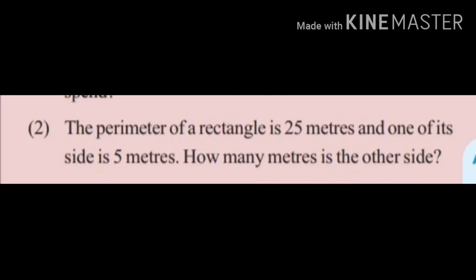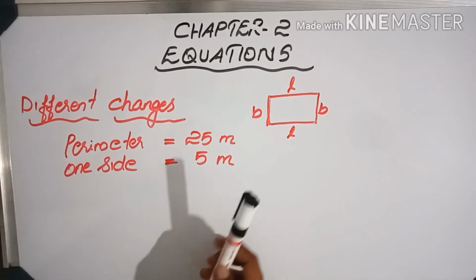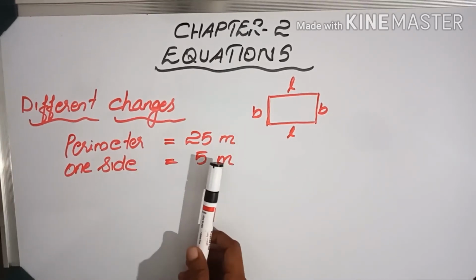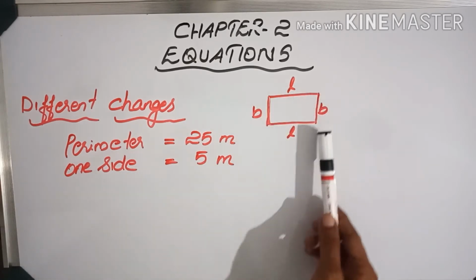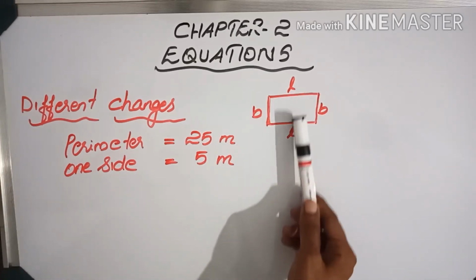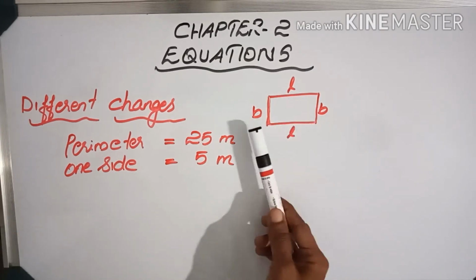Next is question number 2. The perimeter of a rectangle is 25 meter and one of its sides is 5 meter. How many meters is the other side? In the question it is given that the perimeter of the rectangle is 25 and one of the sides is 5 meter. Okay, this is a rectangle. Rectangle means opposite sides will be equal. Okay, 2 lengths and 2 breadths.